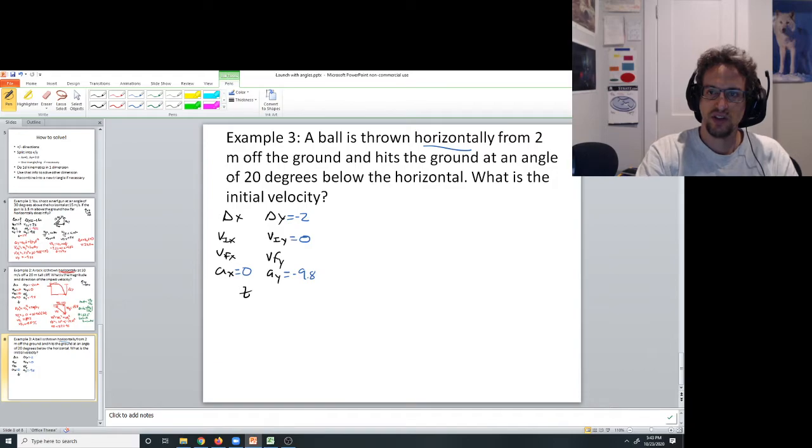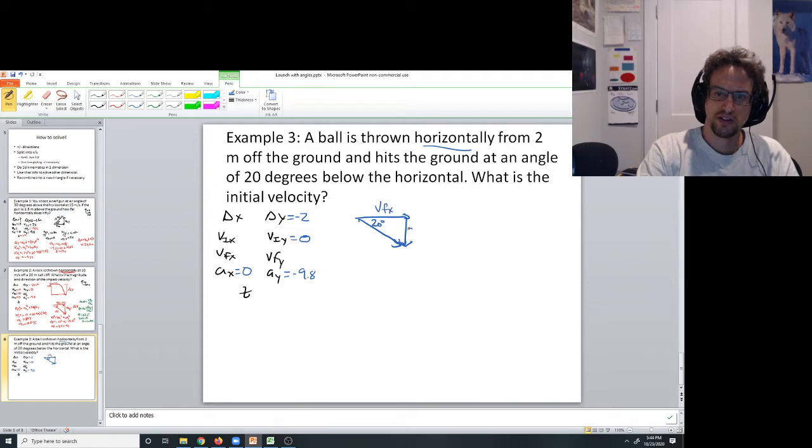The one thing I haven't used is this 20 degrees below the horizontal. Hits the ground. Hitting the ground implies that impact, and the best way to describe impact is v final. So I have this triangle I can make. This is 20 degrees, and this is v final x, v final y, v final. I don't have any of those sides though. But I'm looking here and I actually have 3 of the values for y, which means I can find that third side.